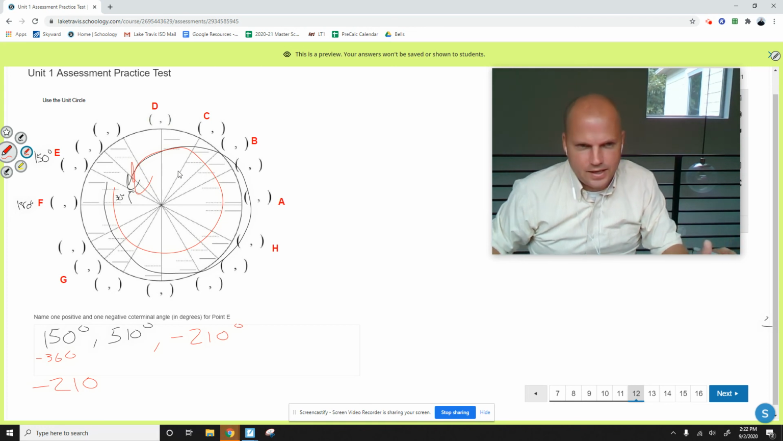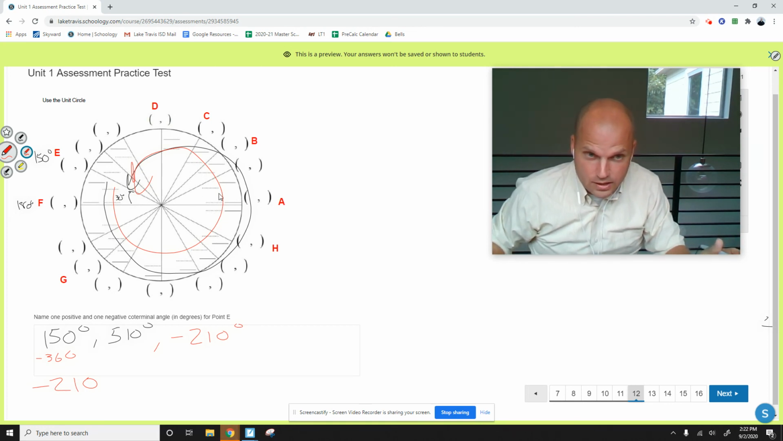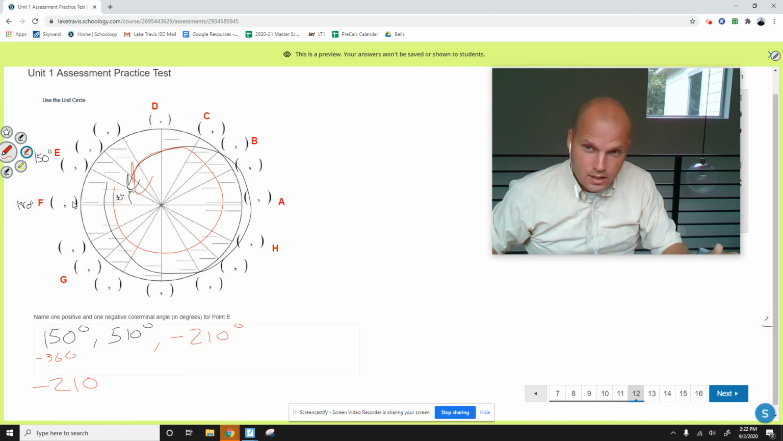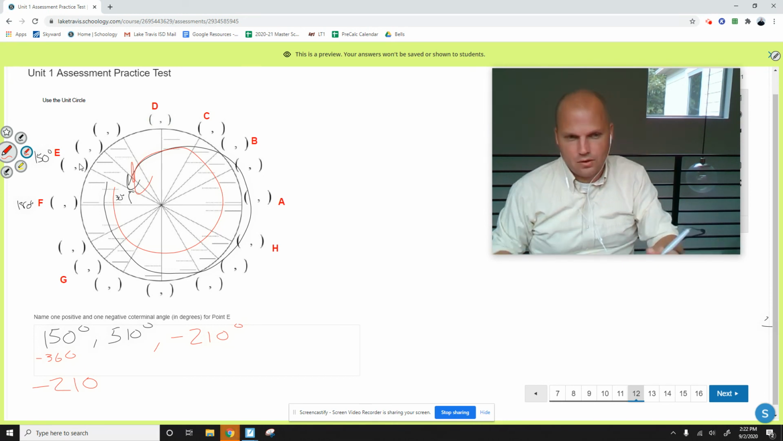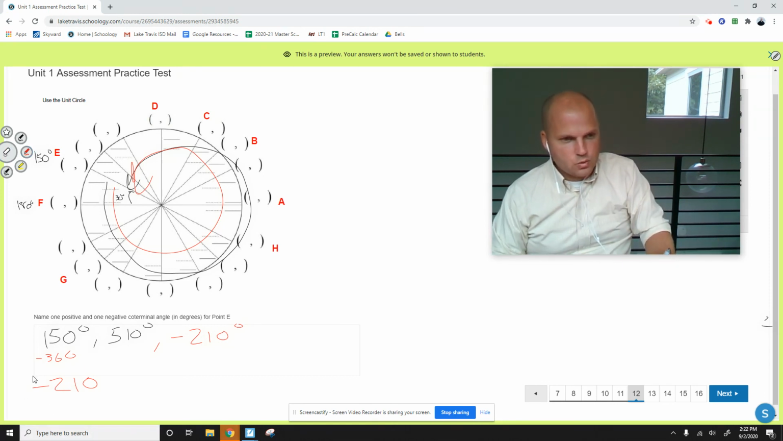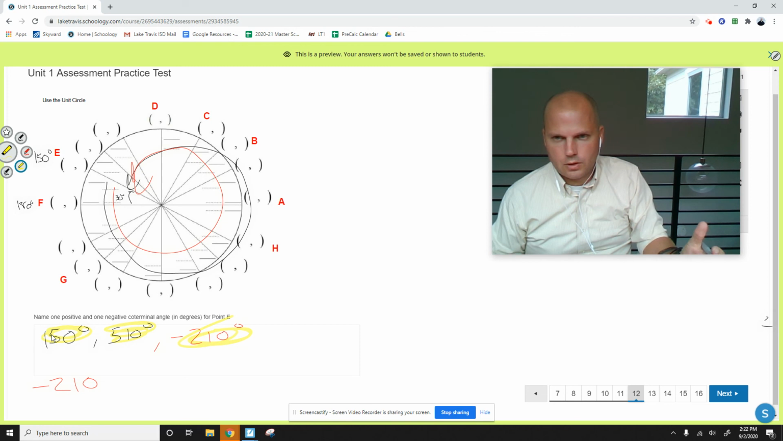Another way I could have done that is just to go starting at angle 0, go down to negative 180, and then 30 more degrees. So negative 180, negative 190, negative 200, negative 210. So there you go. Here are two options for positive coterminal angles, and here's one option for a negative coterminal angle.